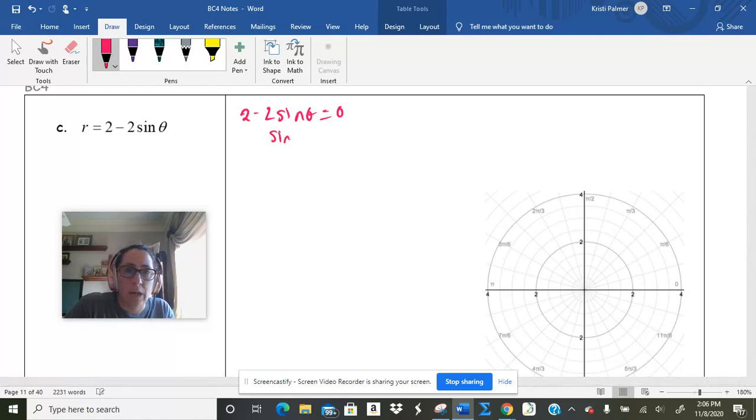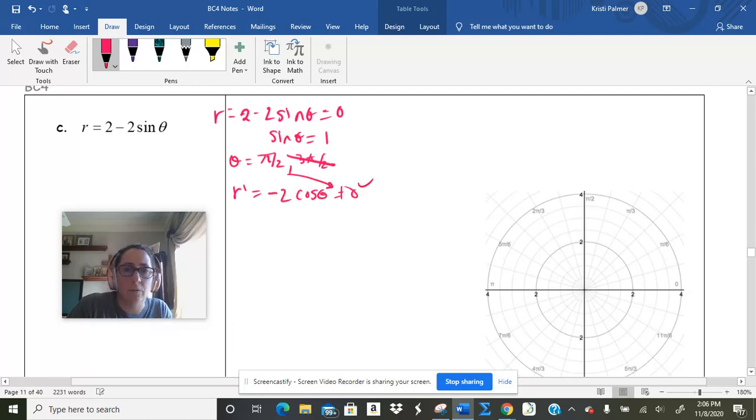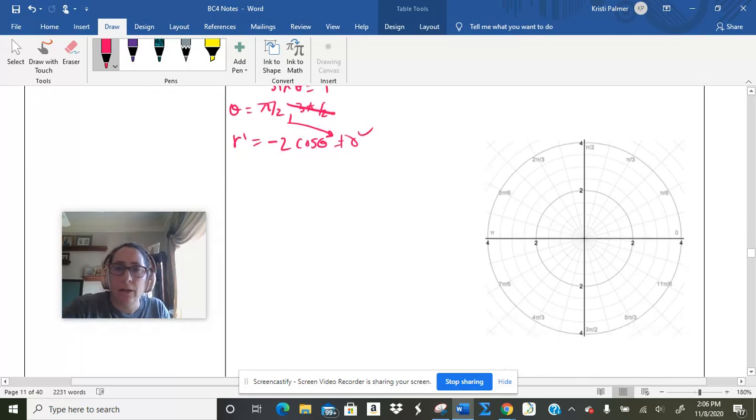So where does sine theta equal -2, -2, 1? Pi/2. And that's the exact same line there, so I don't want to write it twice. And then when I find my derivative, that was my r, I would have -2 cosine theta. That's not 0 there. So we're fine. Okay, so I'm going to do my tangent at the pole.